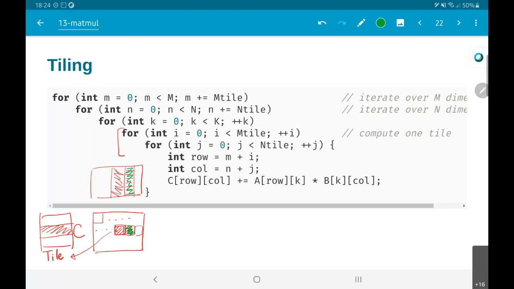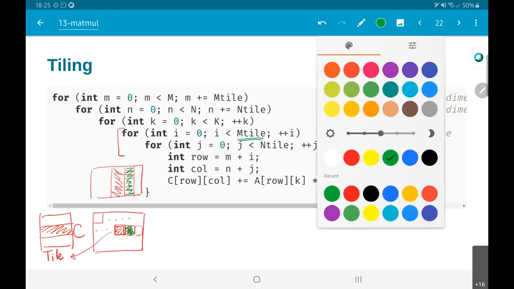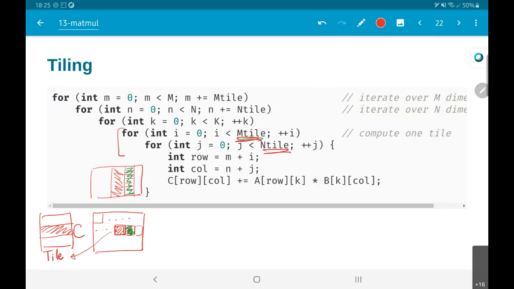Now what I have done is I have essentially taken one small tile of C and said that I will rewrite it in such a way that I am doing the outer product just for that small tile alone. So even though C was large, this tile is small. It will definitely fit within the cache. I can choose the size, M tile and N tile, in such a way that it fits nicely within the cache. And I get the benefit of better performance.